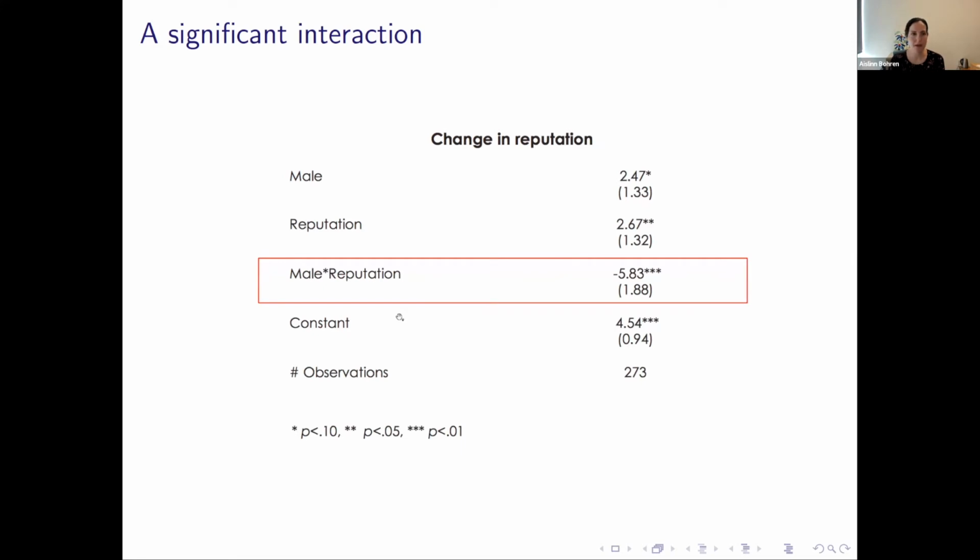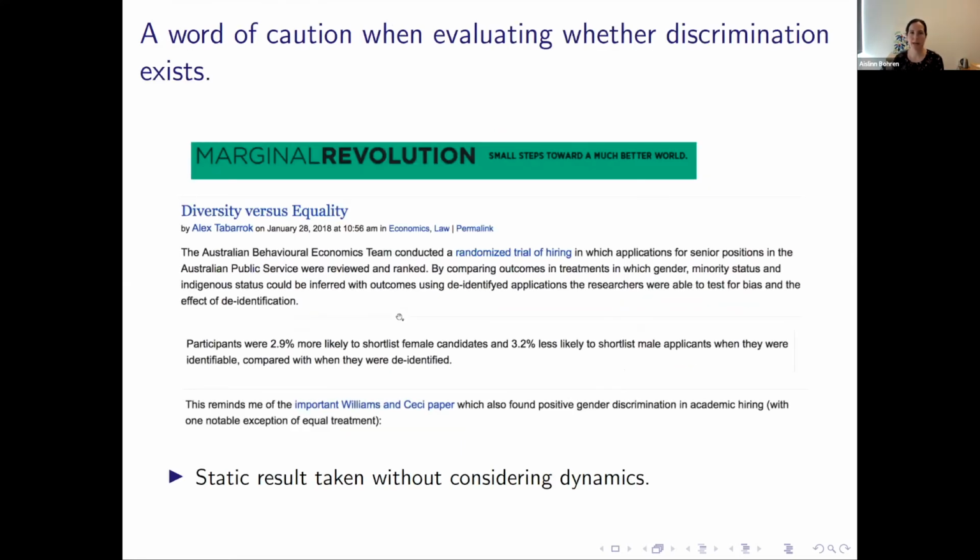So how to interpret this result? Well, first of all, it gives us a word of caution when evaluating whether discrimination exists. There's this very interesting post on Marginal Revolution a couple of years ago saying that the Australian behavioral economics team conducted a randomized trial of hiring in which applications for senior positions in the Australian public service were reviewed and ranked. By comparing outcomes in treatments in which gender, minority status, and Indigenous status could be inferred with outcomes that were anonymized, so de-identified applications, the researchers were able to test for bias, and they actually found that participants were more likely to shortlist female candidates when they were identifiable compared to when they were de-identified.